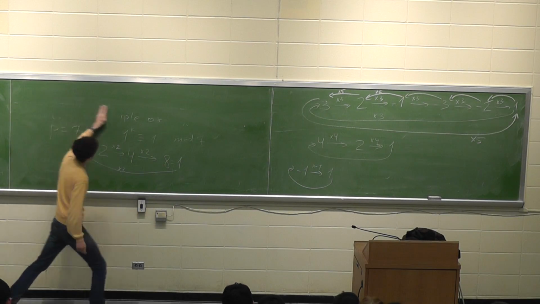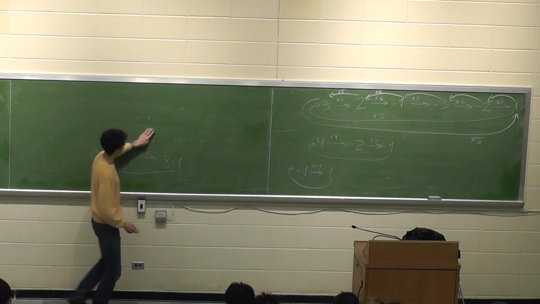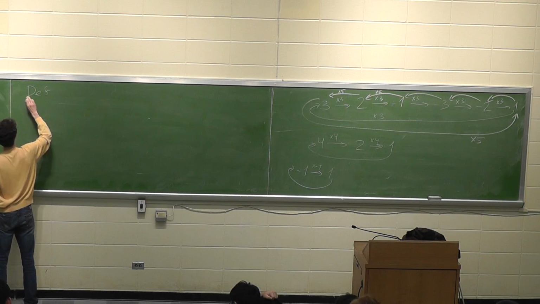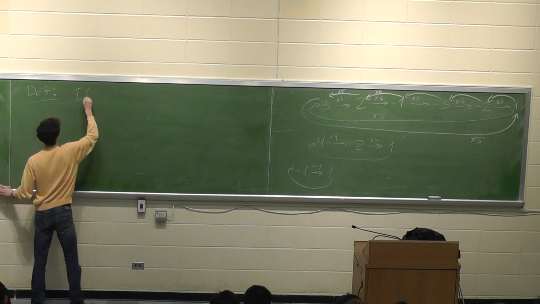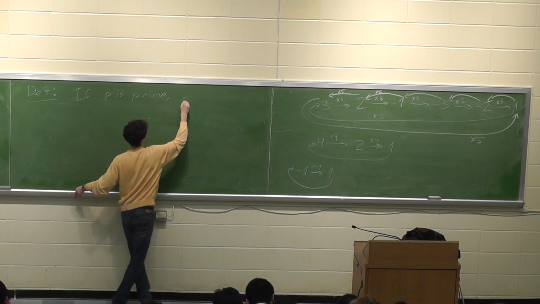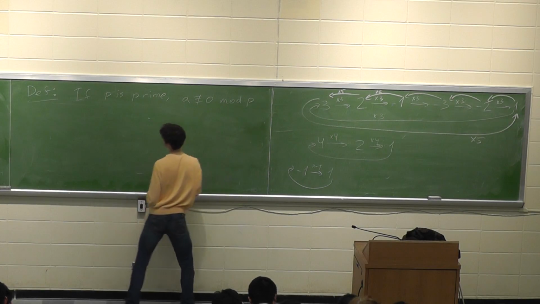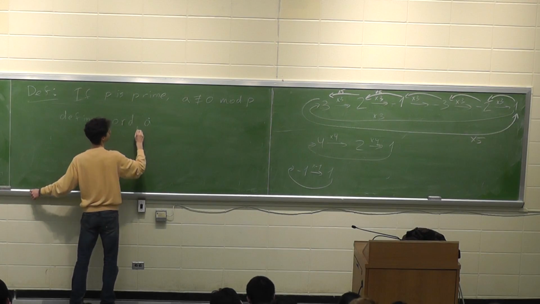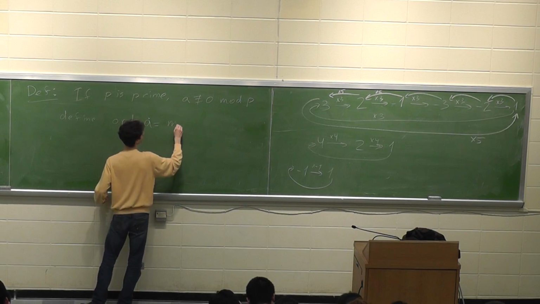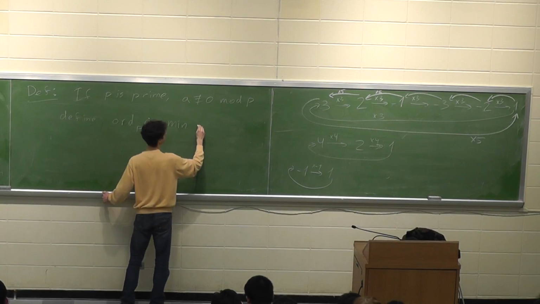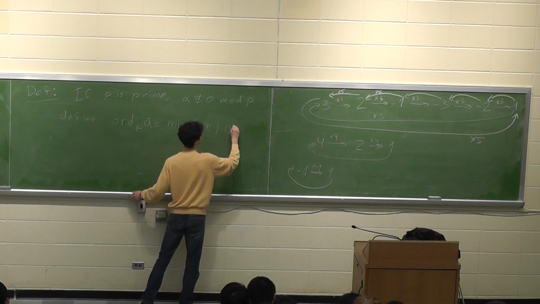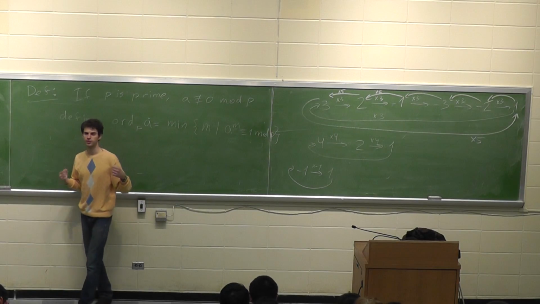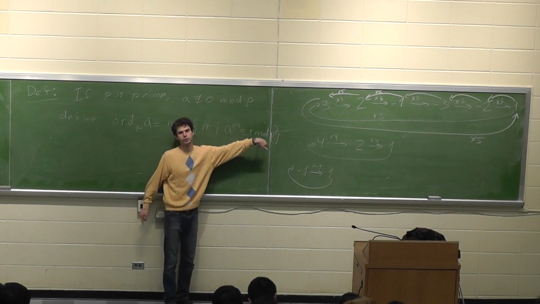Let me first give a name to this thing, the length of the cycle. It's called order, sometimes multiplicative order. So let me formulate a definition. Suppose p is prime and a is not 0 modulo p. Then define the order of a modulo p to be the following number: the minimal number m such that a to the power m is congruent to 1 modulo p. So it's exactly the length of this cycle, the number of steps you should make until you get to 1 modulo p.